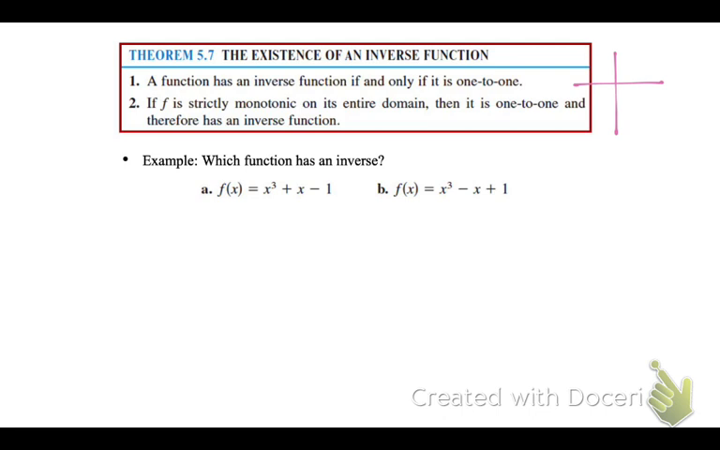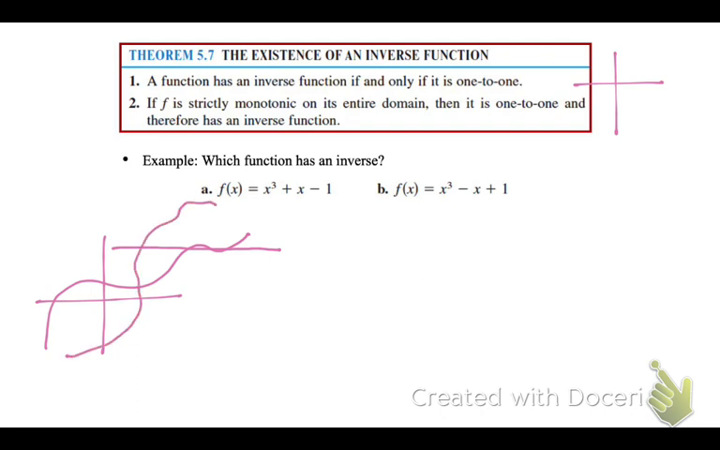So if I gave you this graph, is it 1-to-1? Does it pass the vertical line test? Does it hit once? Yes, so it's a function. Does it pass the horizontal line test? No. So it has an inverse, but is its inverse a function? No. Because when I reflect this, it's not going to pass the vertical line test. Make sense?